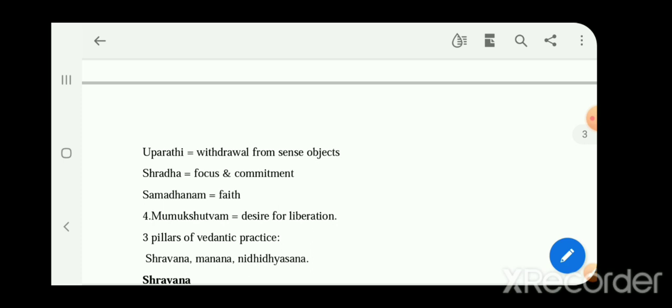That complete focus and commitment should be there for me. So that is called Shraddha. And Samadhanam means faith, trust. I'm learning Upanishad, so I should have that trust towards what Shastra says and what my Guru is saying, my teacher's words. Without the trust, I can't gain knowledge, right? So that is called Samadhanam.